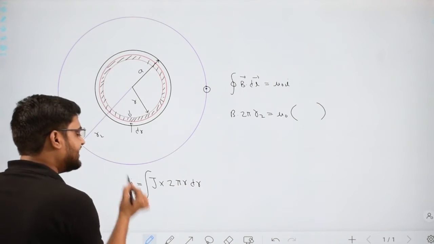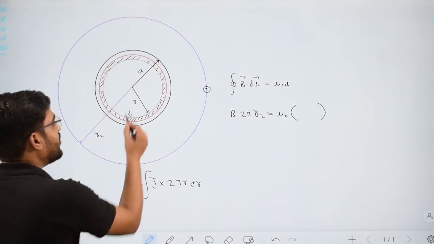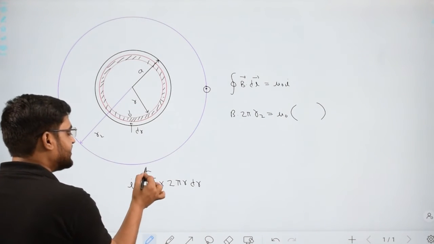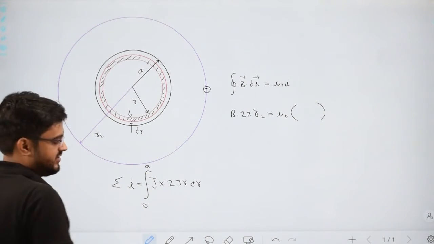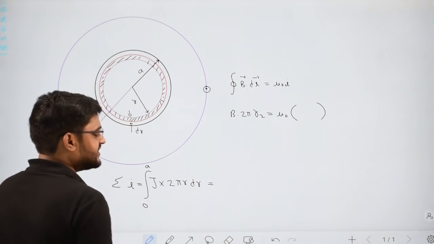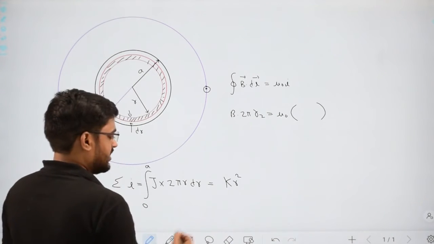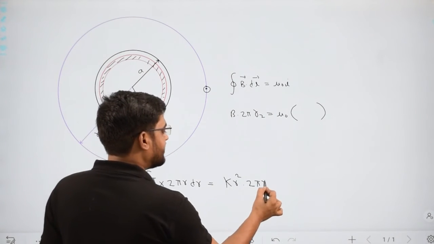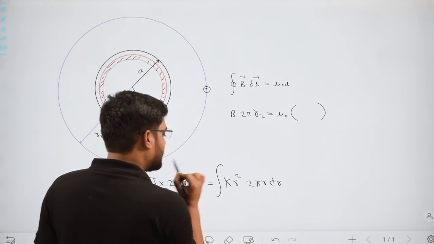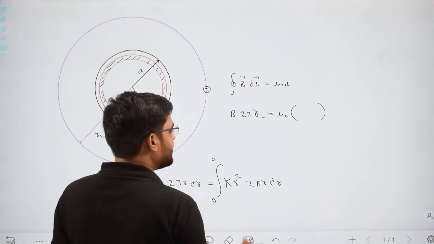And here I'll integrate over dr. The change is happening in r, so I'm going to integrate with r varying from 0 to a. That gives the total current. What was J? J was k r square, into 2 pi r dr. Integrating that from 0 to a, where r is changing from 0 to a, what are we getting?